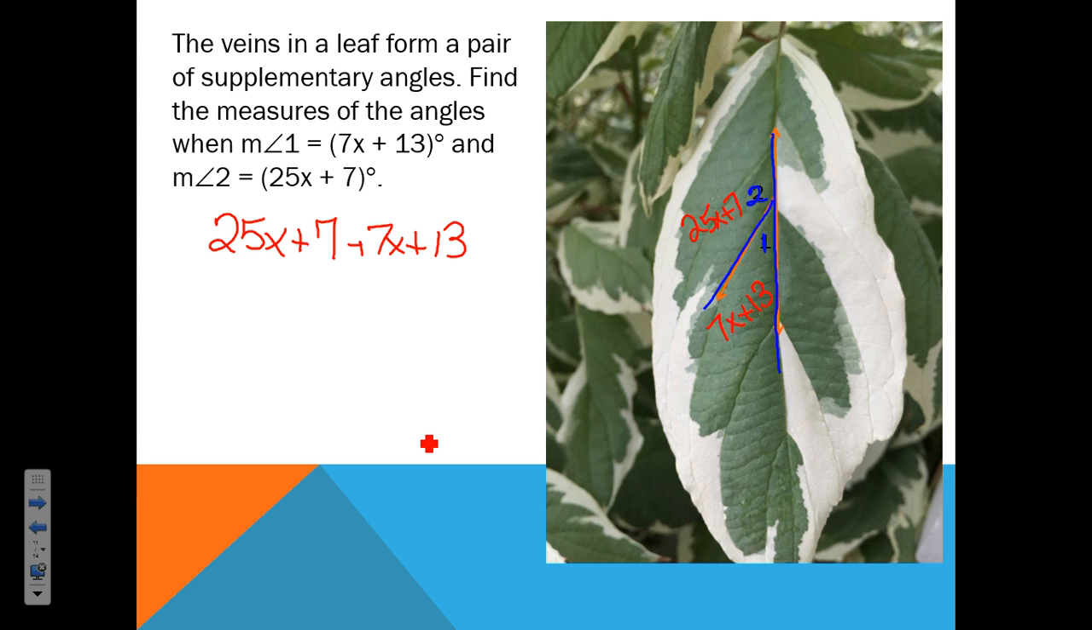Plus 7x plus 13. You could add them up. You could put them below each other. But what should they be equal to? Okay? Good. Why should they be equal to 180? Why are they supplementary? You're right.